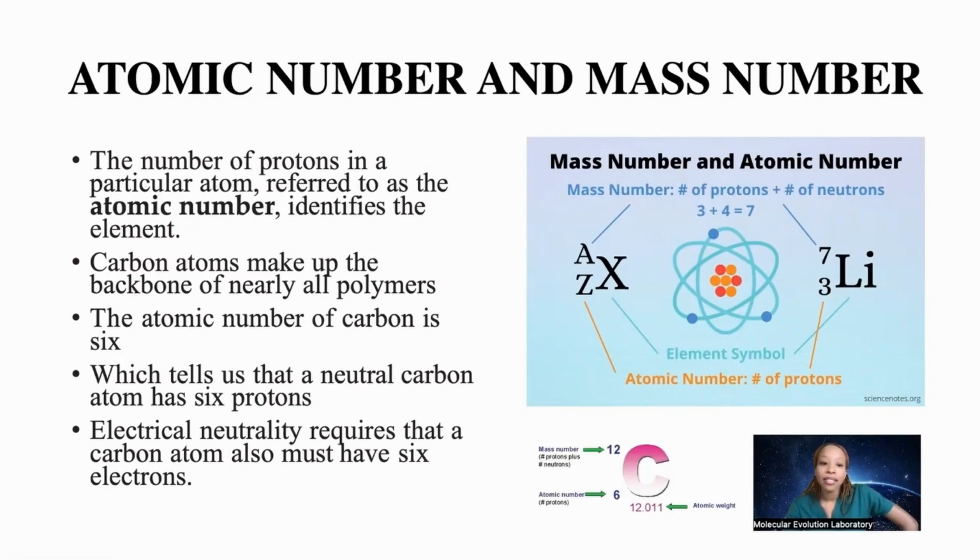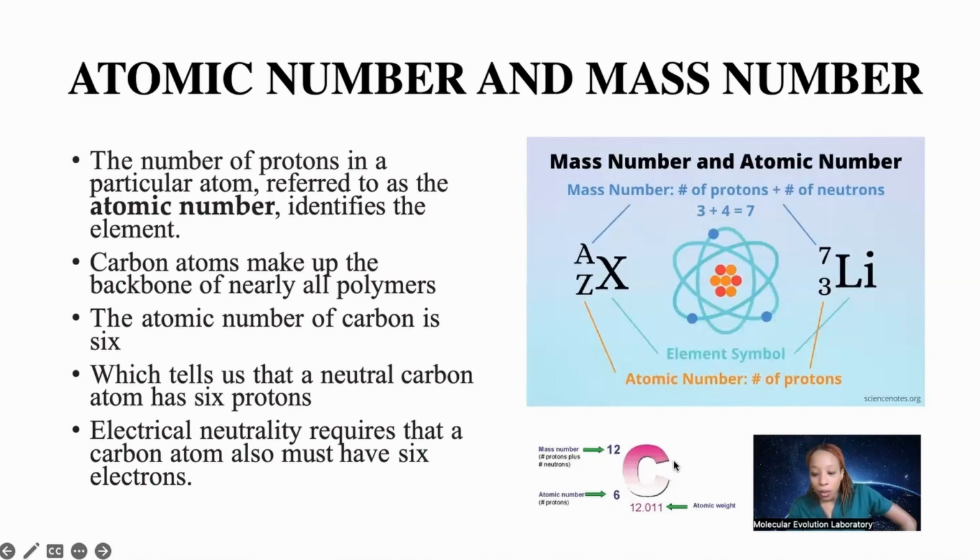So the number of protons identifies the element. Carbon atoms make up the backbone of nearly all polymers, as we mentioned before. The atomic number of carbon is 6, which tells us that a neutral carbon atom has 6 protons. Electrical neutrality requires that a carbon atom also must have 6 electrons. So if it has 6 protons, because the number of protons determines the atom, the number of electrons also has to be 6. This is the symbol of carbon, and the atomic number is the number of protons, which is 6. The atomic mass is the number of protons and neutrons, which is 12.